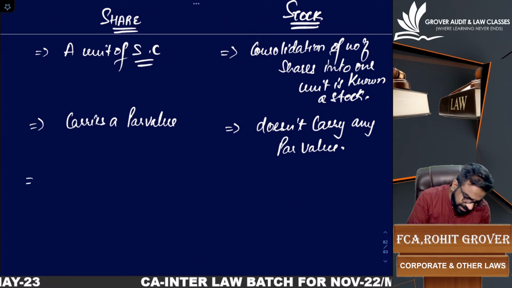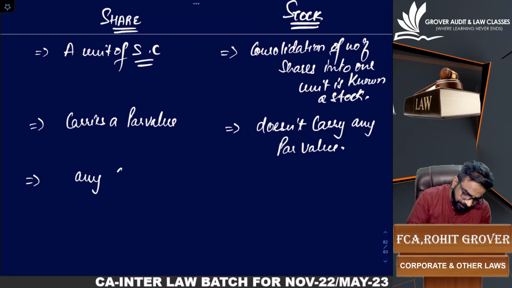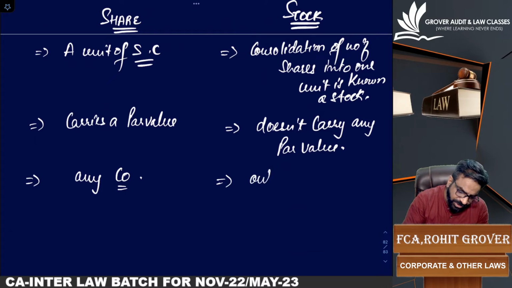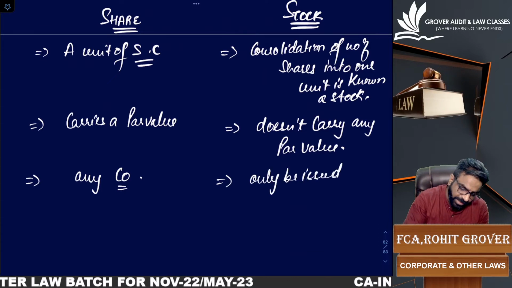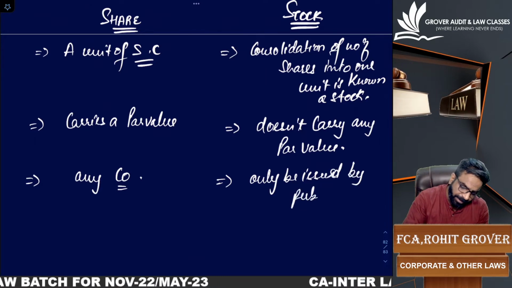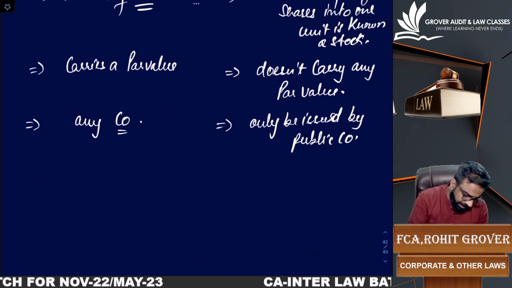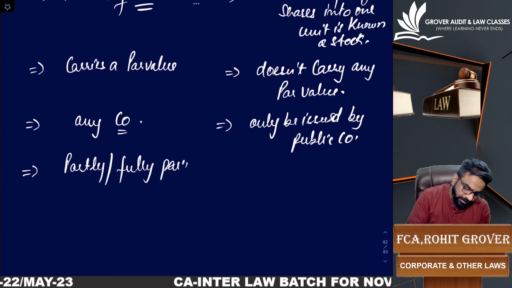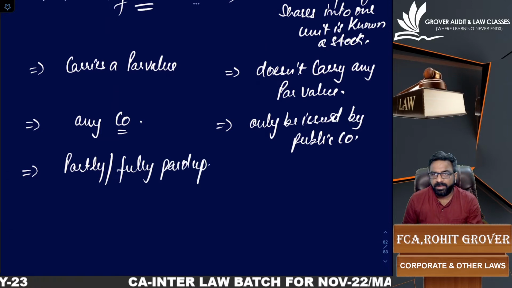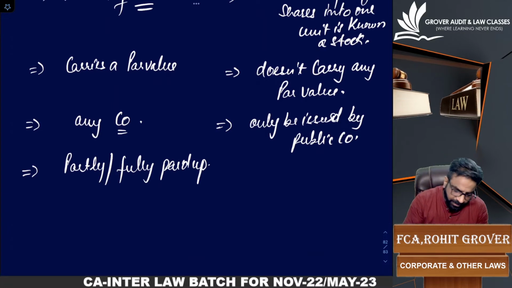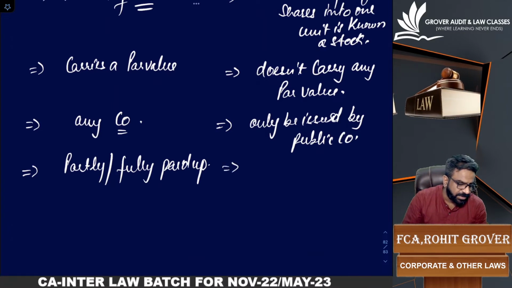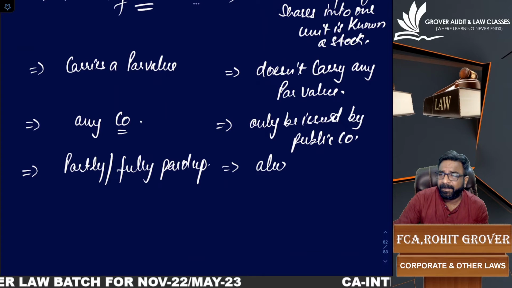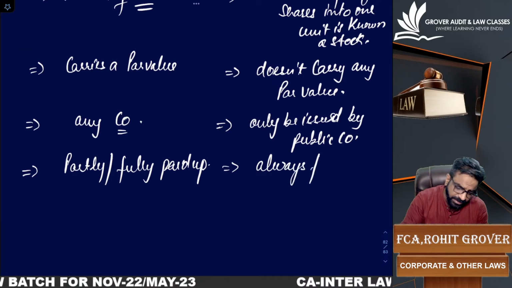Yes, sir. Third difference is a share can be issued by any company. Share can be issued by which company? Any company. Whereas stocks can only be issued by public companies. Who can issue the stock, everyone? Public companies can only issue the stock. Fourth thing, shares can be partly paid up or shares also can be fully paid up. Whereas what do you mean by stock, everyone? Stock is always fully paid up.